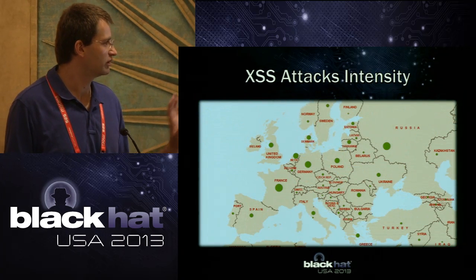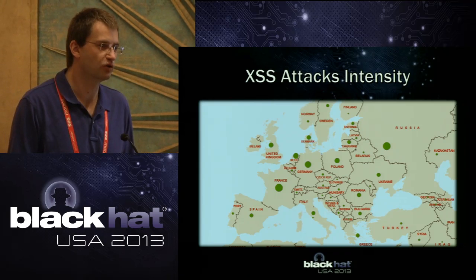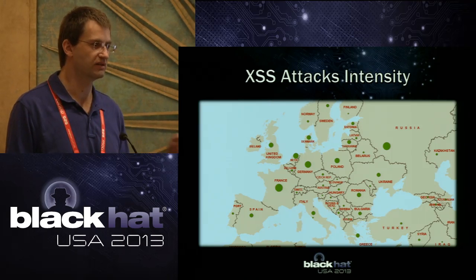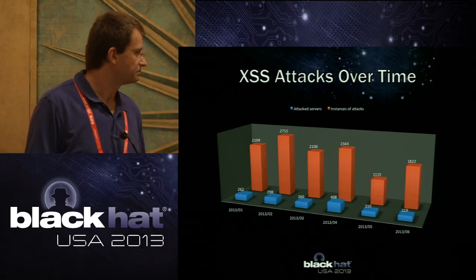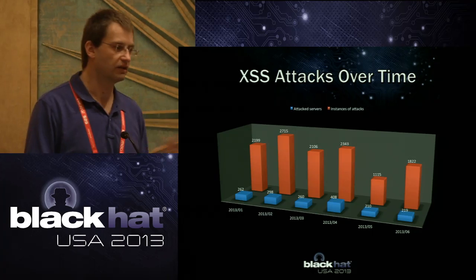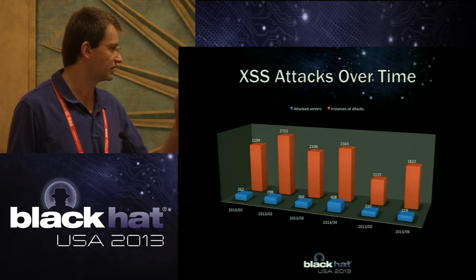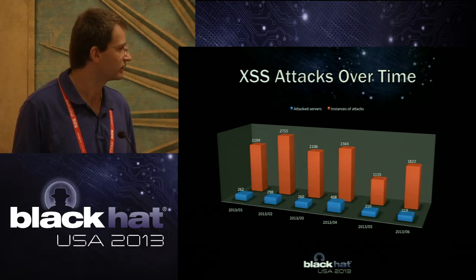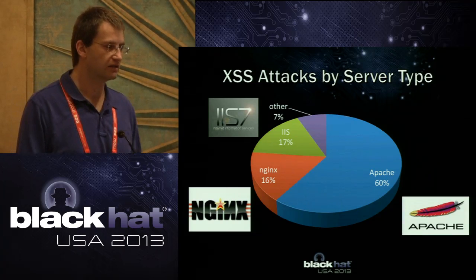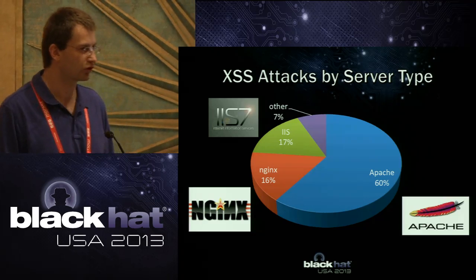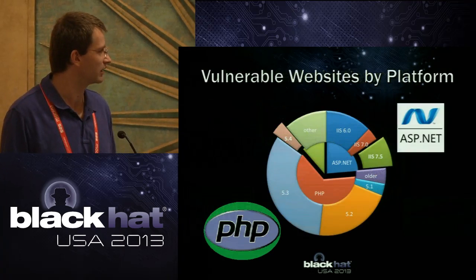For Europe, it was pretty much uniform. The attack intensity overlaps with the number of domains or websites that are present in a given country. Over time, the attacks are pretty consistent. The July numbers are again around 2,000 unique instances of attacks and over 200 vulnerable servers. By server type, it's the same as the server market share. So there's really no correlation between a vulnerable website and the type of server that serves the website.